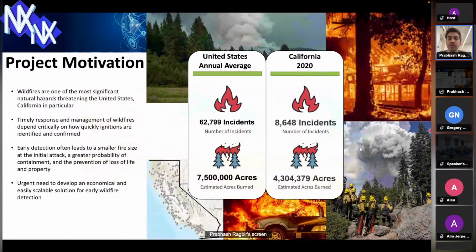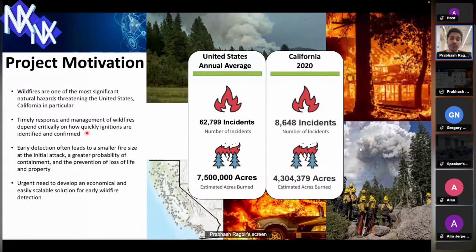So why is this project so important? The motivation behind it: we all know that wildfires are one of the most significant natural hazards that threaten the US, California in particular, and of course other parts of the world. On average, every year, there are over 62,000 wildfire incidents in the US, and a lot of this happens in California, where we are.